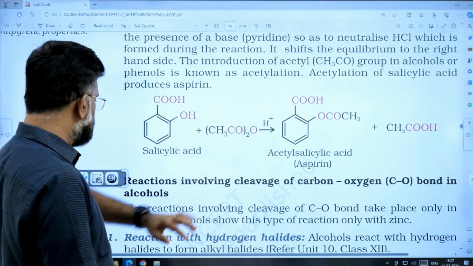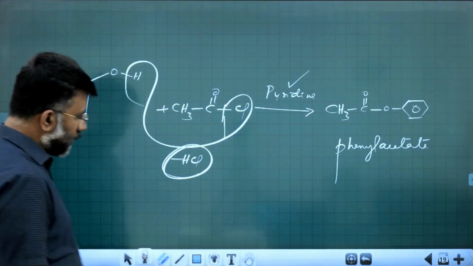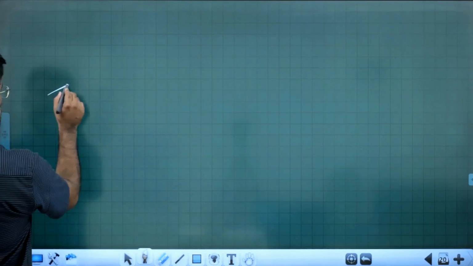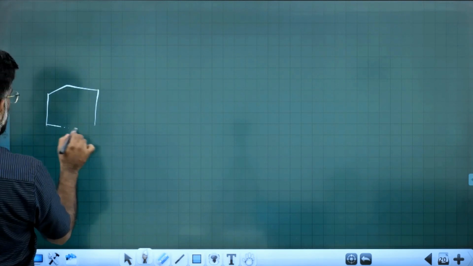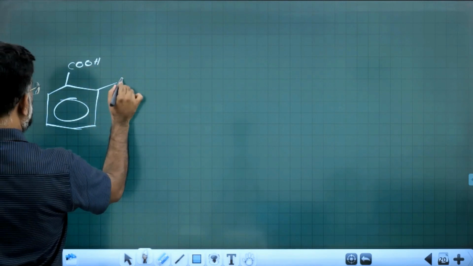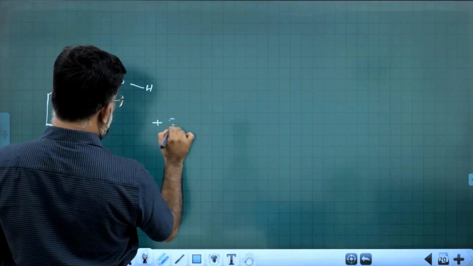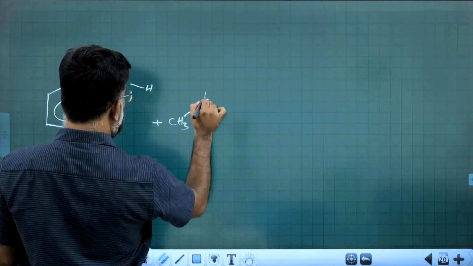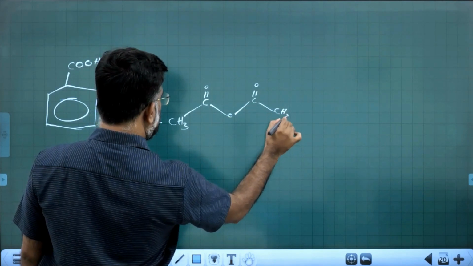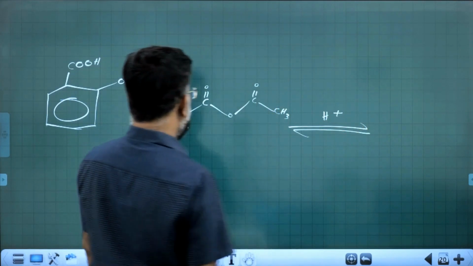Salicylic acid with acetic anhydride, how we get aspirin. Let's have a look at salicylic acid with acetic anhydride. This is salicylic acid, orthohydroxy benzoic acid. This is benzoic acid, and this is orthohydroxy benzoic acid. When treated with acetic anhydride, you see that. And see what is going to happen.